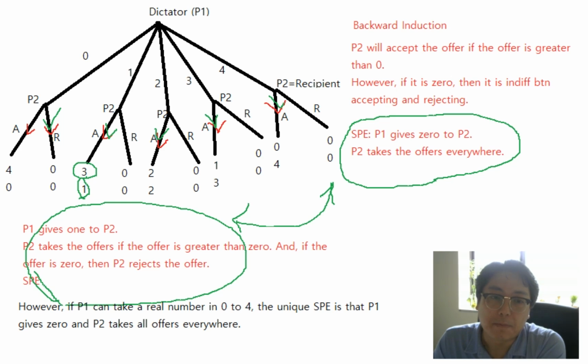The only possible unique answer is that player 1 gives 0 and player 2 takes every offer everywhere. Then once that node is reached, even though player 2 is rejecting, the payout of player 2 is still the same, so there is no incentive to deviate. Okay, so think about it. If you finish understanding this game, and if you look at the alternating offer game, you can understand a little more. Okay, I'm stopping here.